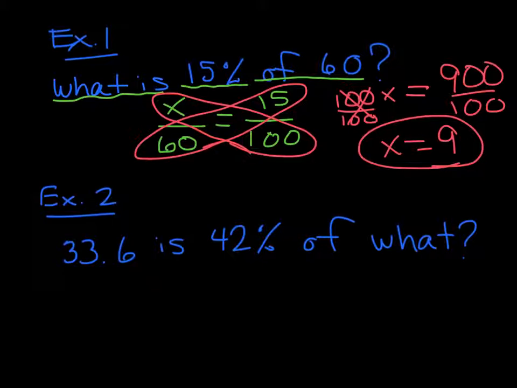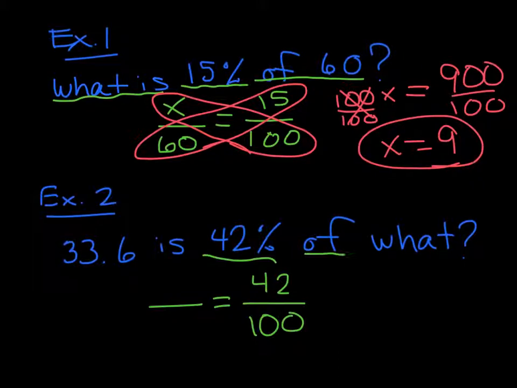33.6 is 42% of what? I'm going to write my fraction bars for my proportion. I'm going to put 100 on the bottom. I always do that to start. And then I'm going to look back in the problem and check it out. I see that it's 42%. So that is what goes over 100. And then the of, or my whole amount, says of what? So I don't know that.